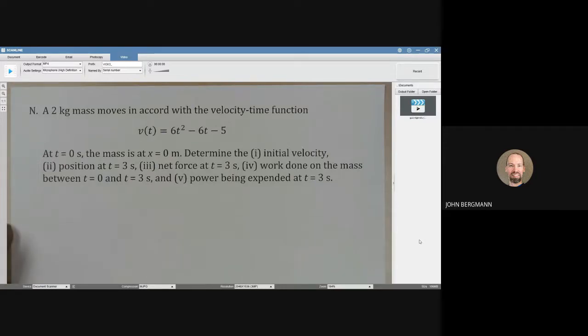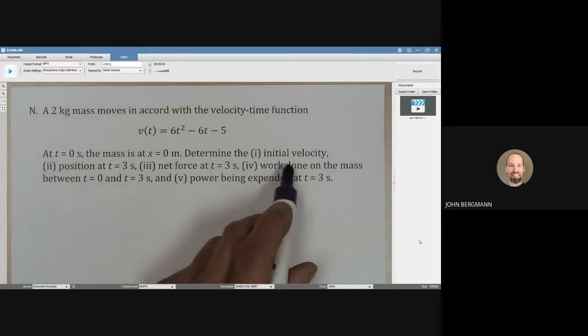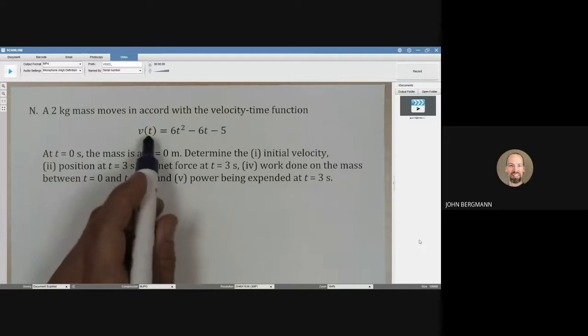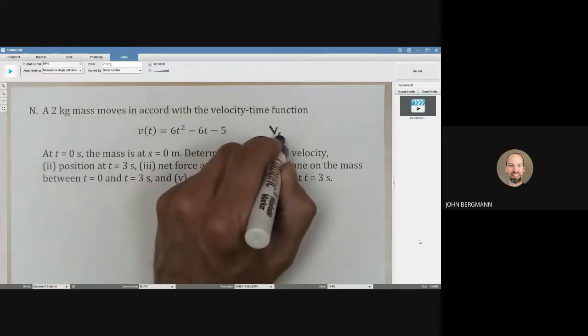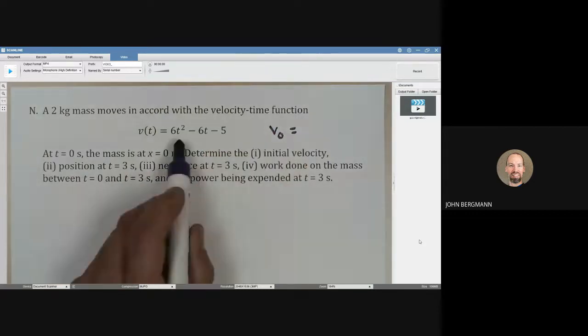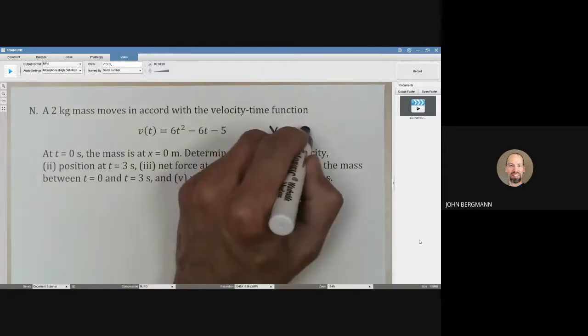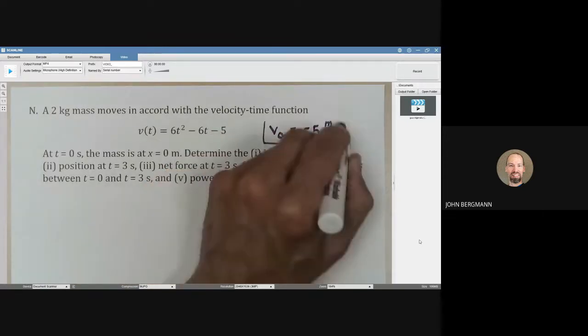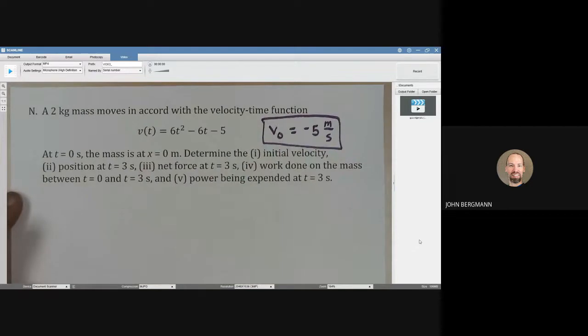Well, when you don't know what to do, do something. So let's start from the top. Initial velocity. Oh, well, that's going to be the velocity at time 0. So we should be able to do that in our head. Put a 0 in there. How about -5 meters per second? There we go. That wasn't too bad.